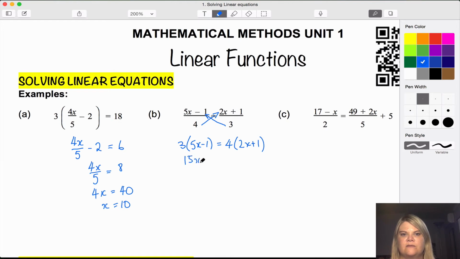3 times 5x is 15x minus 3 equals 8x plus 4. When we've got these, take the highest coefficient of x. So we've got 15x and 8x. So we take 15x, take away 8x, and we get 7x. Plus 3 to both sides. X equals 1. Fairly simple solution for a complex looking original question.